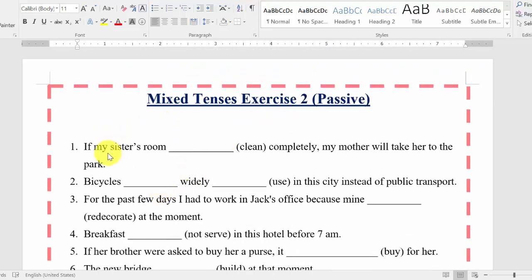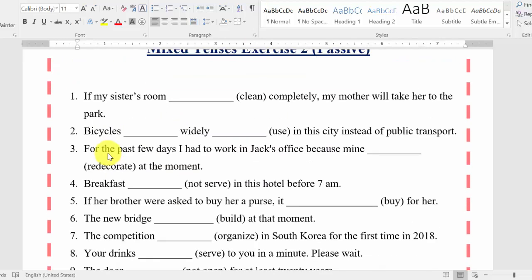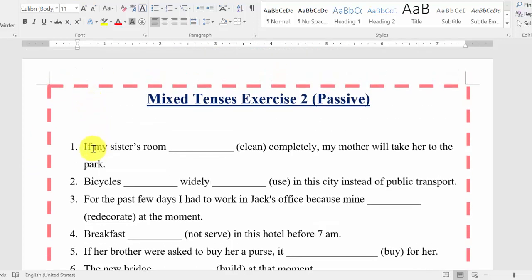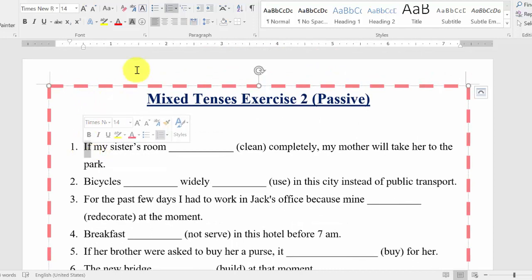So let's look at number 1. If my sister's room what completely, my mother will take her to the park. Okay, so your keyword here, no matter if it is a passive voice or active voice sentence, when we are doing tenses, we need to look for the keywords first. So when you see if, you do not have to think more. It is definitely if conditional, but which type is it? You need to look at the verb.